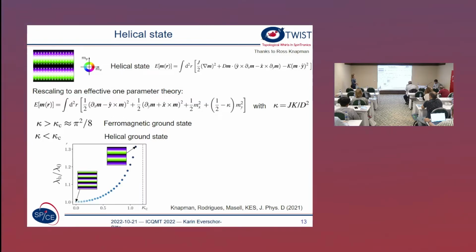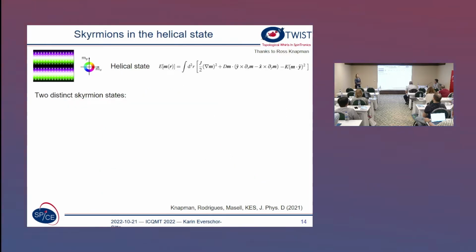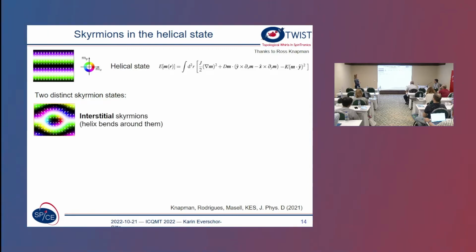Now, as a function of this kappa, we can study the wavelengths of the helix. If we have kappa equal to 0, we have lots of helices. If we increase kappa towards kappa critical, these stripes get larger. And what we also see is that the profile changes, from a smooth one to something where it changes abruptly. But in these helical phases, we can have several distinct skyrmion states, in particular two.